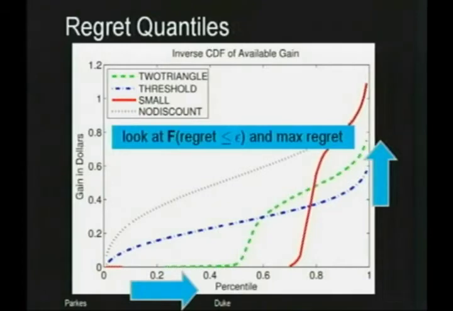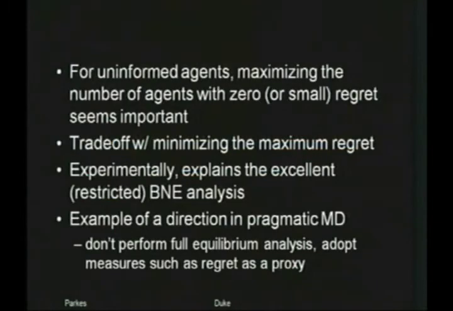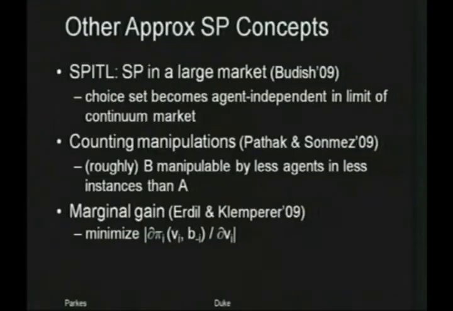And so this tells me that one thing we can do as a proxy for trying to design approximately incentive compatible mechanisms is to try to push the fraction of agents with small enough regret to be as high as possible and make a trade-off with the max regret. And it looks like an interesting trade-off. OK, that's what this is. So I think this is another example of a direction in doing pragmatic mechanism design. By the way, there are some other concepts in the literature for approximate strategy proofness that I'll skip over in the interest of time.